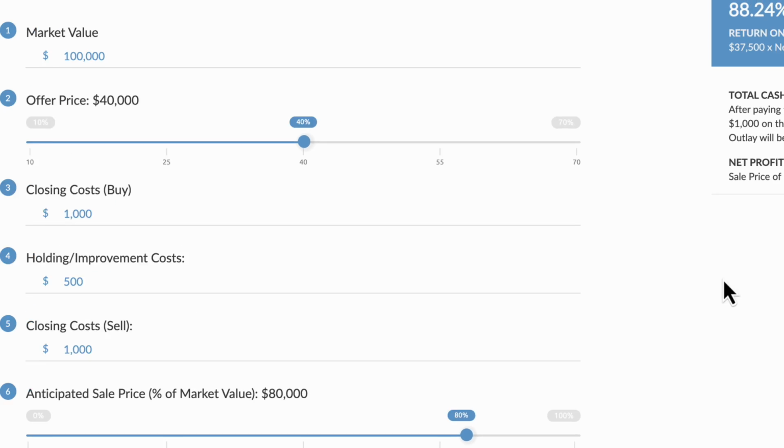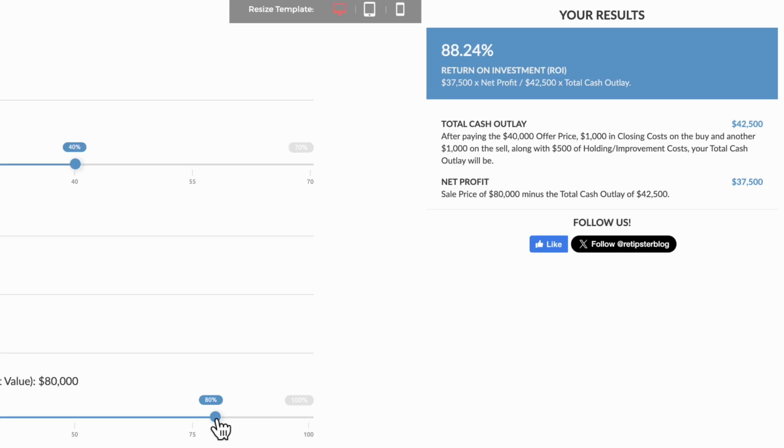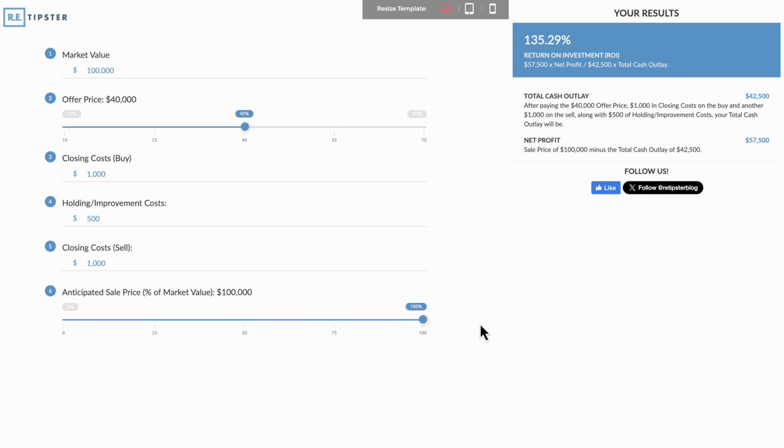of its market value. And then we can see over here what our deal is going to look like. We're going to get an 88.24% ROI, which is pretty solid. It's going to cost us $42,500 to acquire this thing, and once it's sold at $80,000, our net profit is $37,500. It's a pretty solid deal. And again, if we had sold that thing for 100%, we'd get even more money.